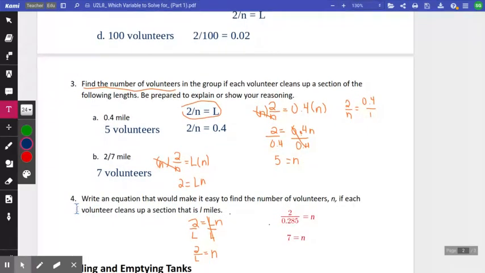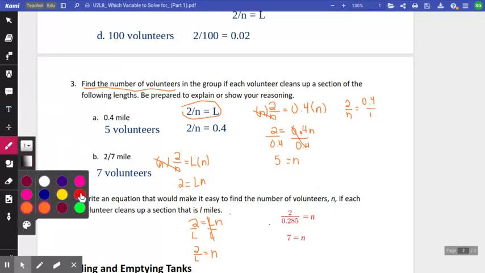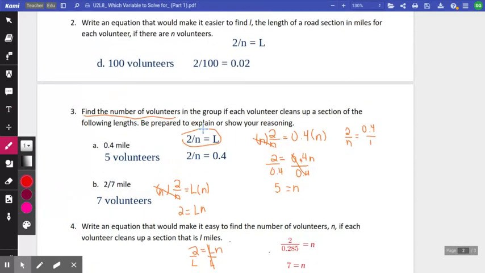This last part here is asking, write an equation that would make it easy to find the number of volunteers, N, if each volunteer cleans up a section that is L miles. So using these same variables as before, what would that equation be that would make it easy to find the number of volunteers? We've already written 2 equations at this point. Let me circle them for you in red. One of our equations is right here.